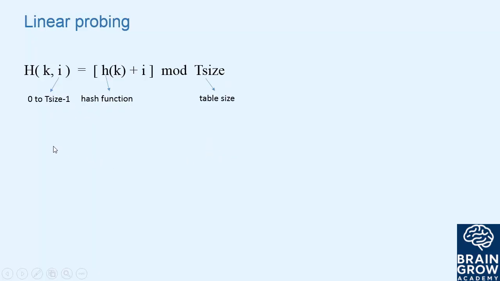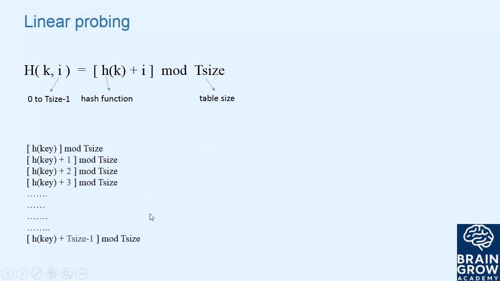So while searching for an empty location, the sequence of probes would be this. First the value of i is 0, then 1, then 2, 3 and so on. The sequence of locations that we examine is called probe sequence.